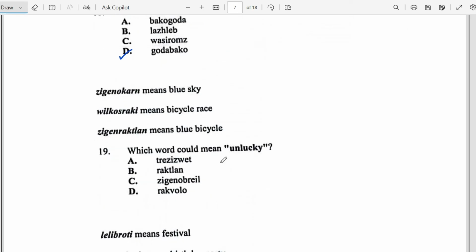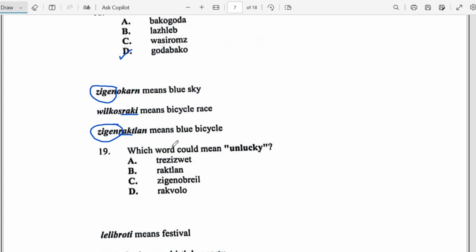Let's look at this other artificial language. Again, we're going to identify the words that we can see. And bicycle is in both of these translated words. So we can say that RAKT is bicycle. And let's look at blue. Blue is in both of these, the first and the second translated word, and ZEGEN is in the artificial language. So we can circle this, and that means blue.